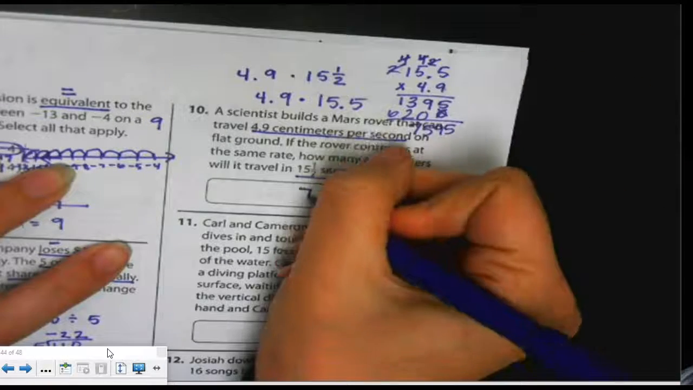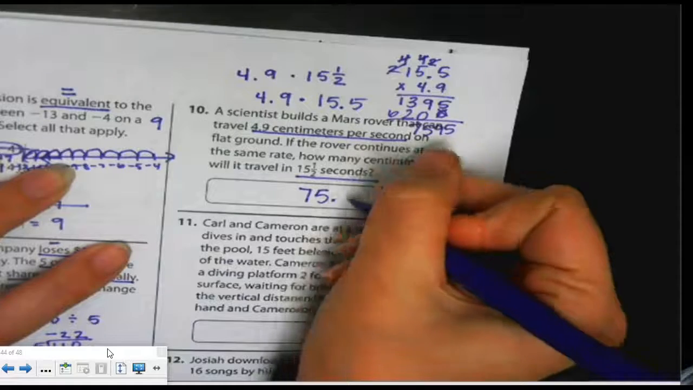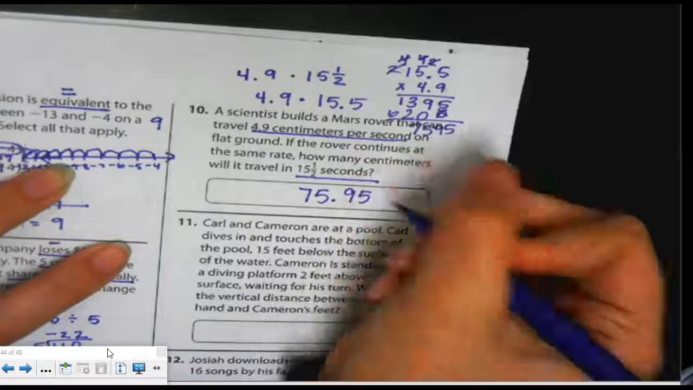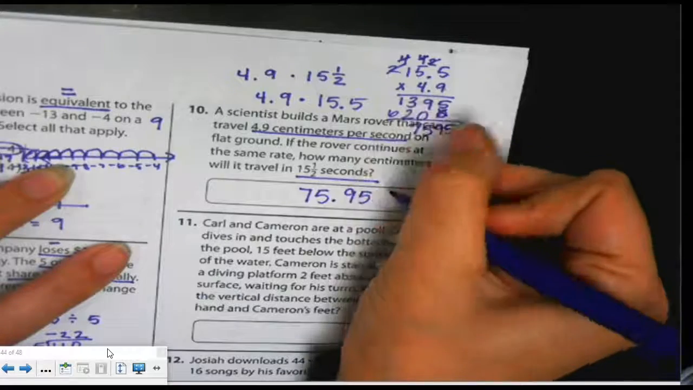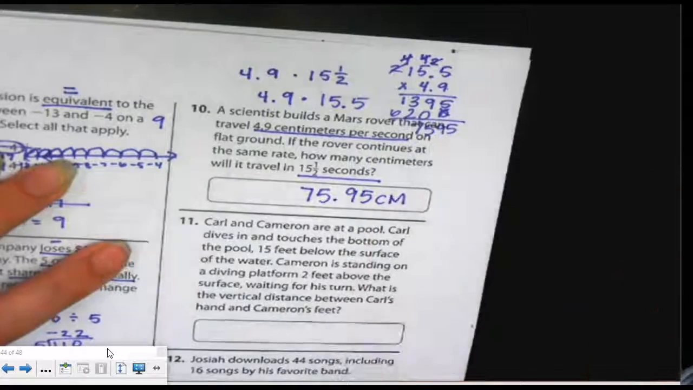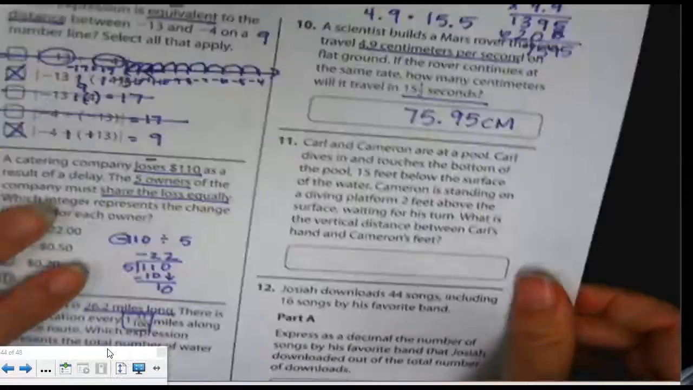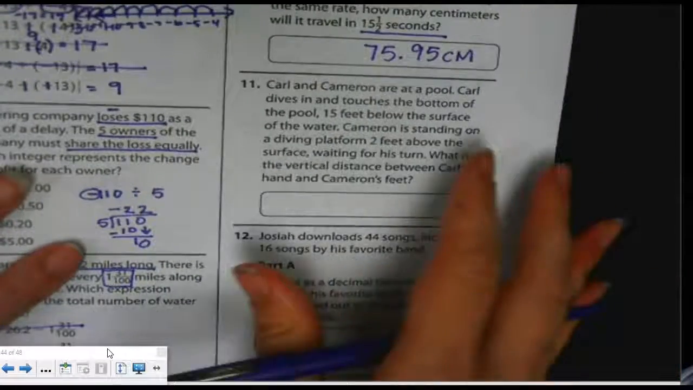So I get 75.95. And this would be, again, centimeters. And to get full credit, you have to put your units, or otherwise you only get half credit.